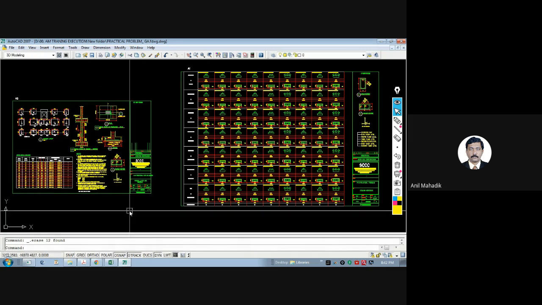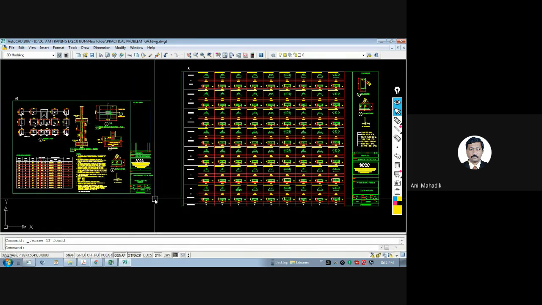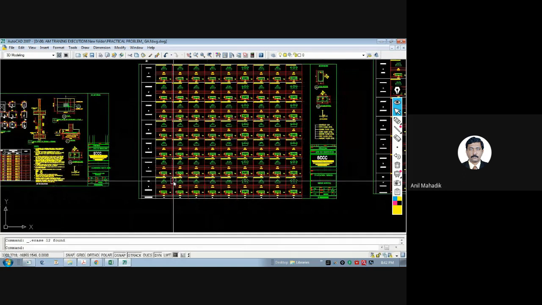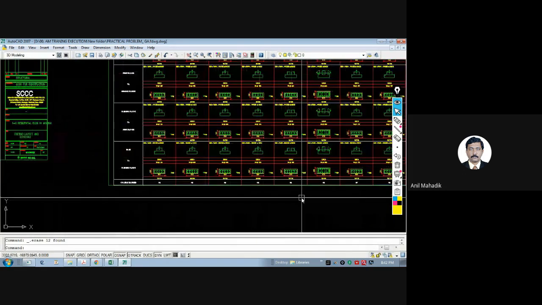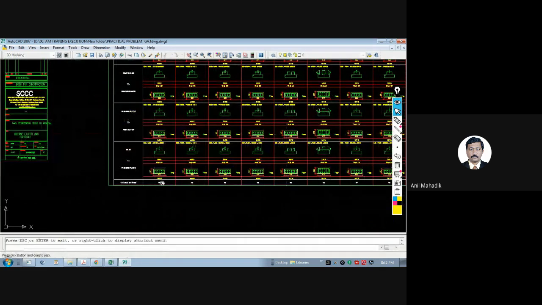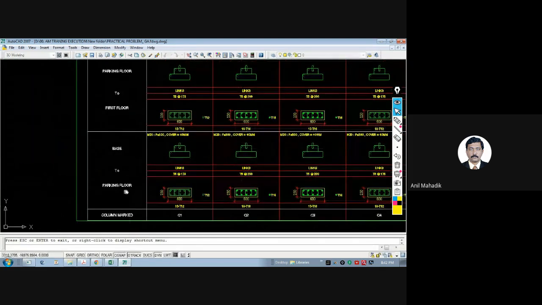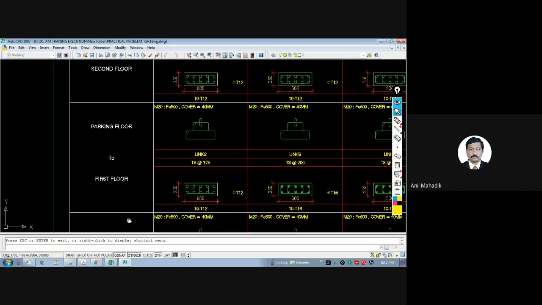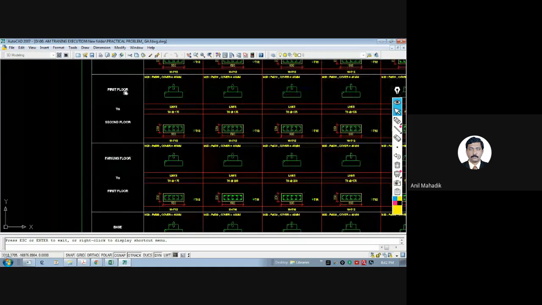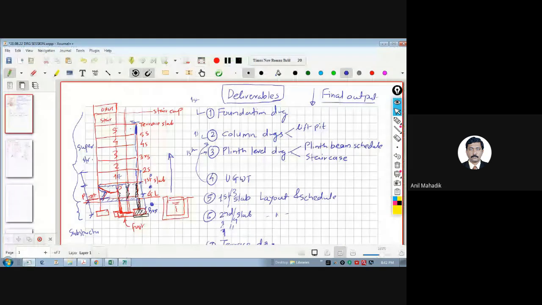So that's why we are giving the column schedules floor wise. So this is your column schedule. So there are C1, C2, all column numbers are there, and each and every column is given over here. So here you can see base to parking floor. Parking floors or plinth level, whatever you want to say. Then parking floor to first floor to second floor. So in between we are seeing first floor to second floor. So this is your column.